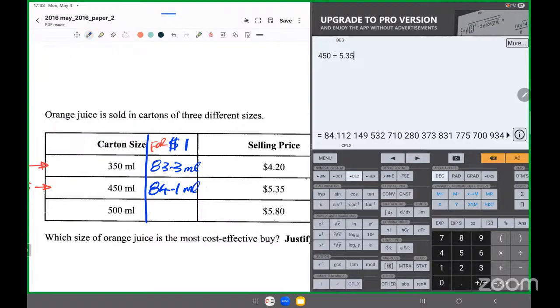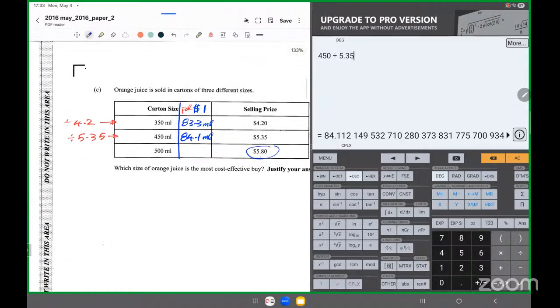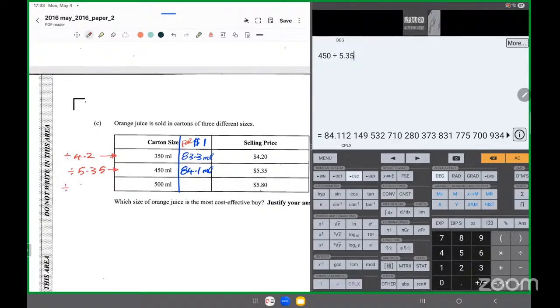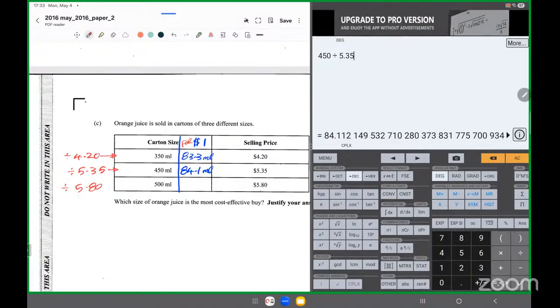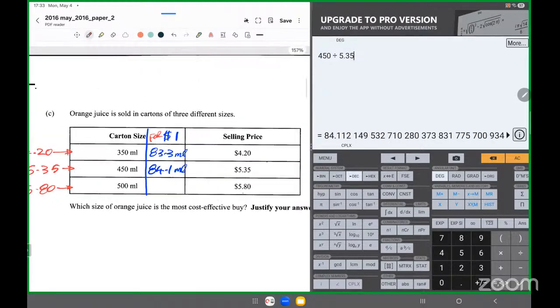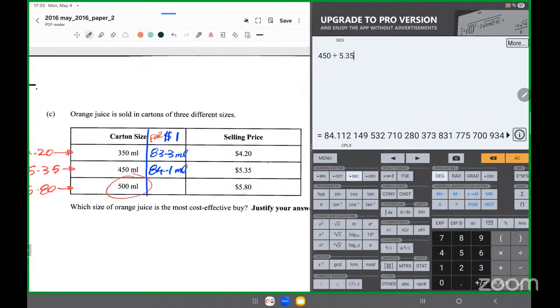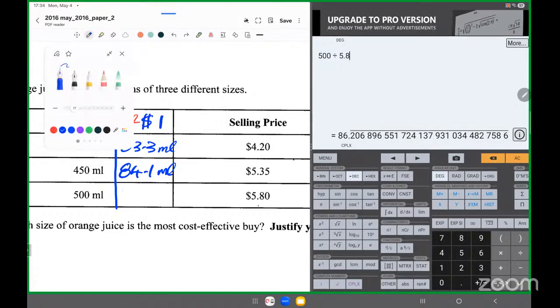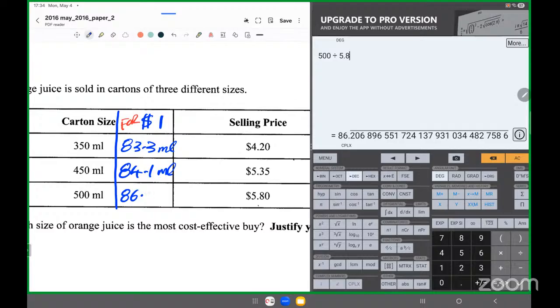That is 84.1 milliliters of juice. Then the last one now is this amount of money for this amount of juice. You want to know how much for $1, so you divide this row by $5.80. To get the money down to $1, you divide by 5.80 as well. So it becomes 500 divided by 5.80, and you get 86.2 milliliters. So this is the better buy.